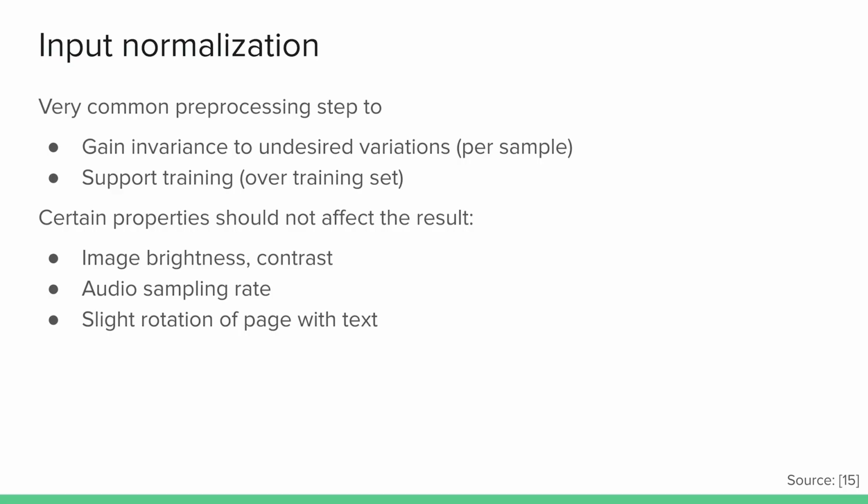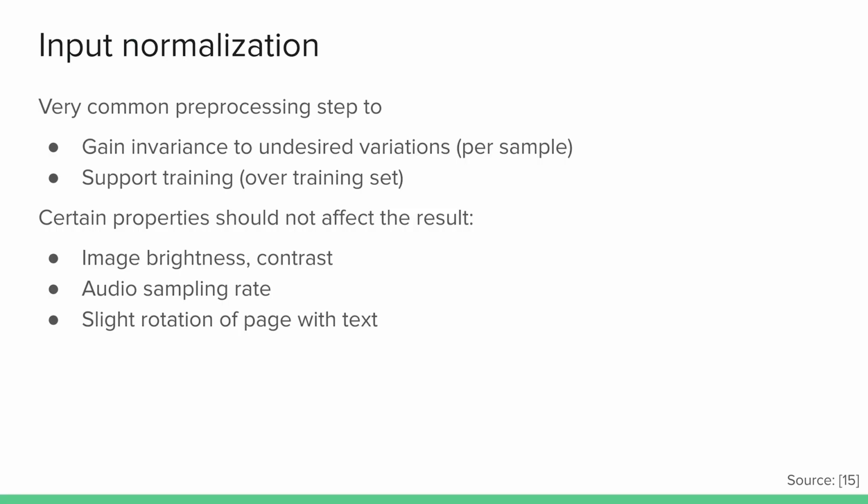Input normalization, as I just said, is one of the most common and most important input operations that you should definitely have in your network. It's a very common preprocessing step, and it helps us to gain invariance to some undesired variations per sample. If you have an image that is a bit brighter or a bit darker, that slight variation shouldn't affect whatever we're trying to achieve. So we can gain some invariance to these intra-class variations, and ultimately it can support our training if we normalize our entire training set to make it look more homogeneous.